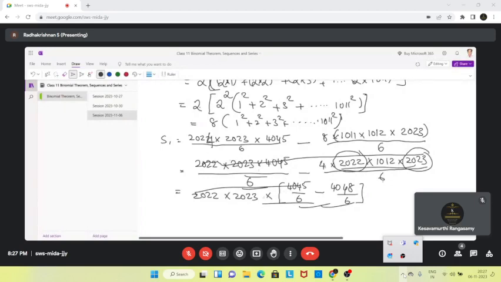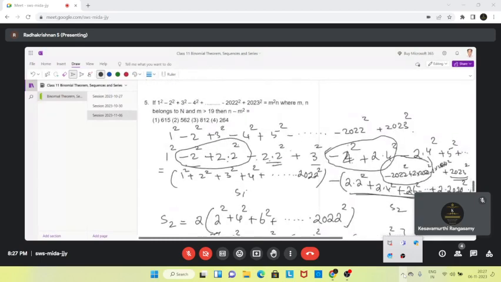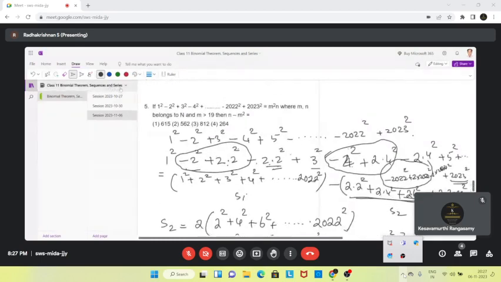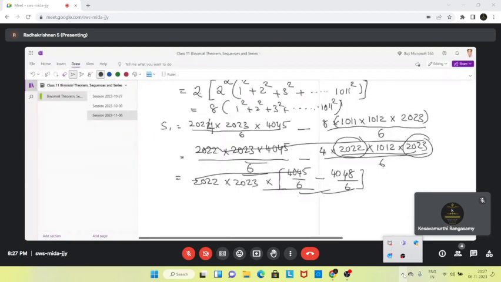Because this is coming to negative, and that series is not negative, it is positive, because I can see that 1 square is positive, 3 square minus 2 square is positive, again 5 square minus 4 square is positive, and again 2023 square minus 2022 square is positive. So the sum of all positive numbers cannot become negative, and also the options are all positive. So we can conclude there is something wrong in the step. That is why I spotted where I missed the mistake.